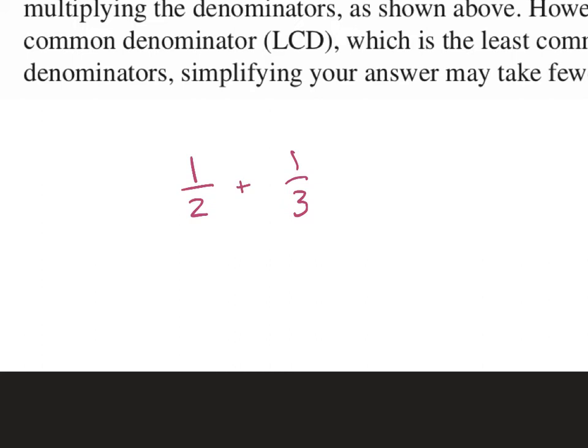Well, you get 6 and then multiply. Wait, you have to multiply them? What do we multiply by 1/2 to get our denominator to be 6? 3. And then what do we have to multiply by the second one to get the denominator to be 6? 2. So on the first fraction, we would have 3 over 6 plus 2 over 6.